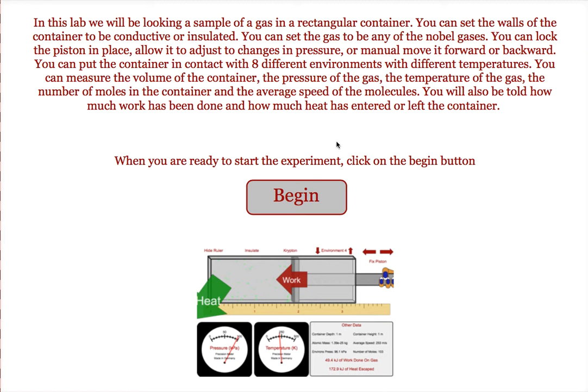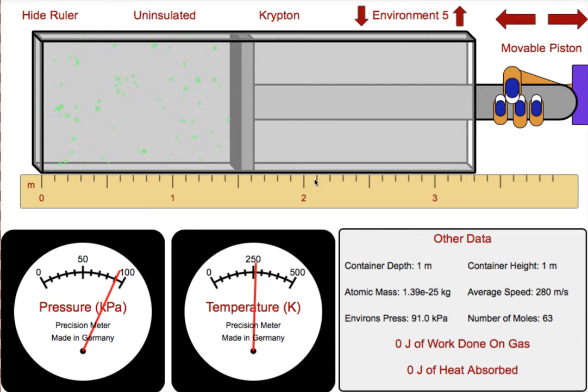Here are 5 labs I suggest doing with this gas lab program. There are other labs you can do, but these are the 5 basic relationships that you probably want your students to know. The first one would involve looking at the connection between the temperature of the gas and the speed of the average gas particle, in this case krypton.